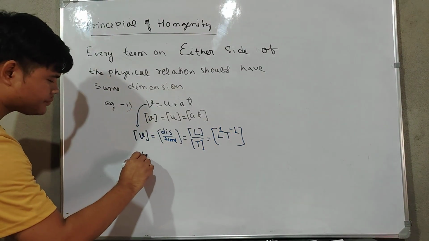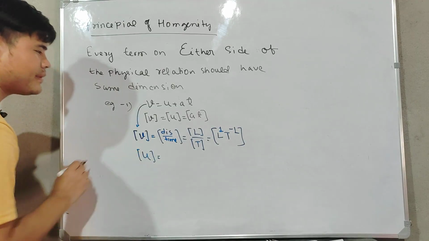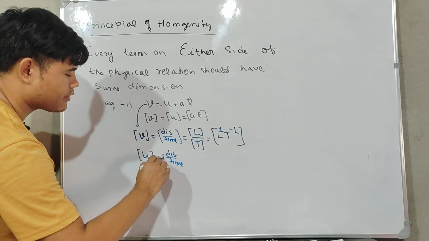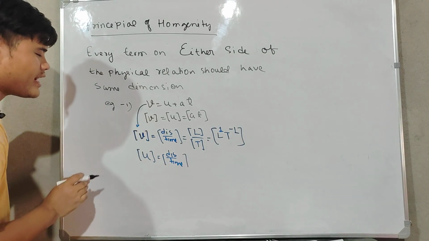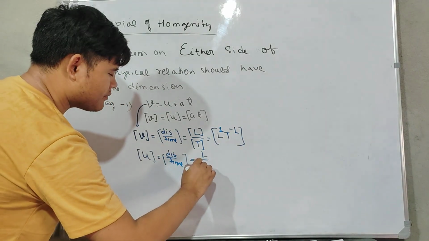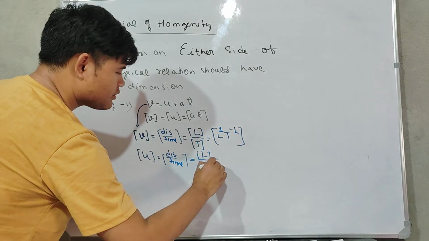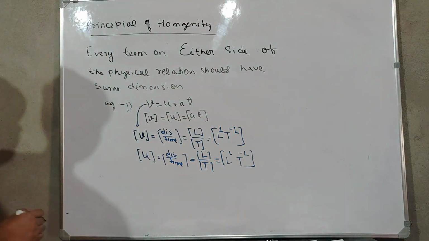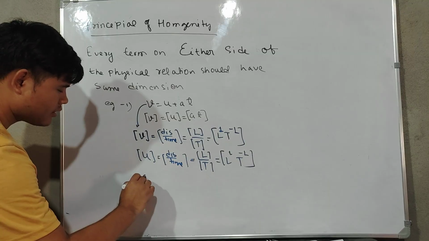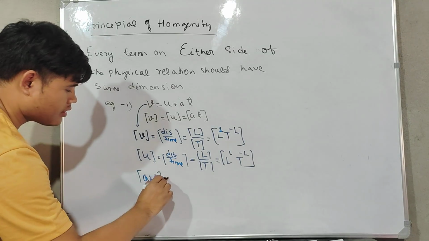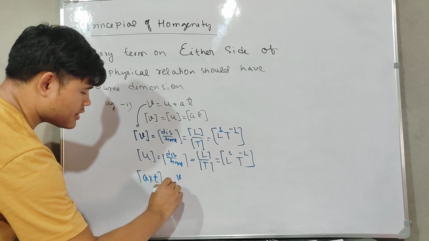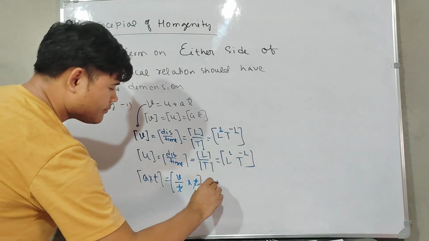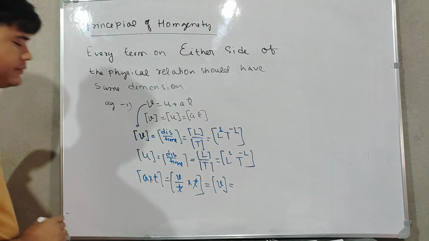Next we have u. u is also one type of velocity only, so its formula is also displacement by time. u is the initial velocity, v is the final velocity, so we have the same: [L T^-1]. Next we have at, a into t. The acceleration formula we know: velocity by time, into time. So this t will get cancelled, and we will have the velocity.